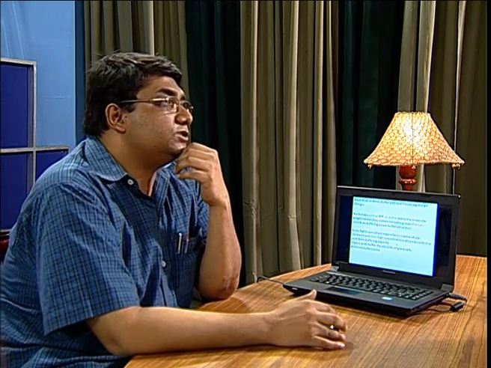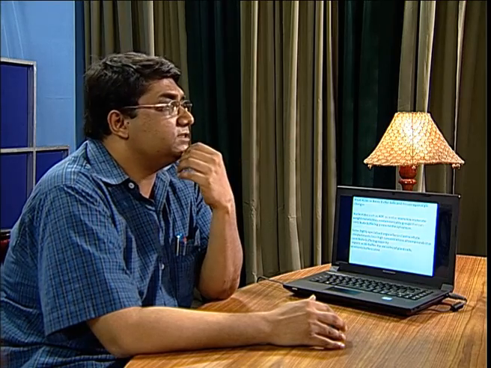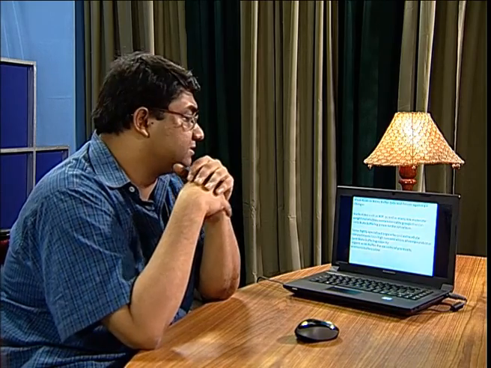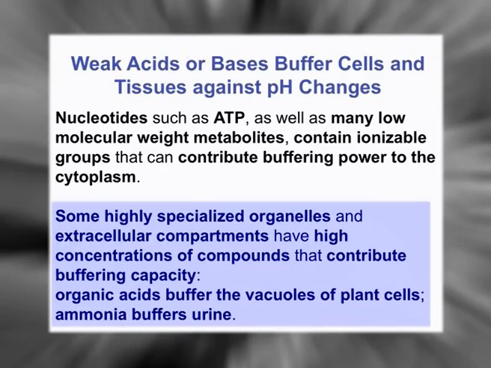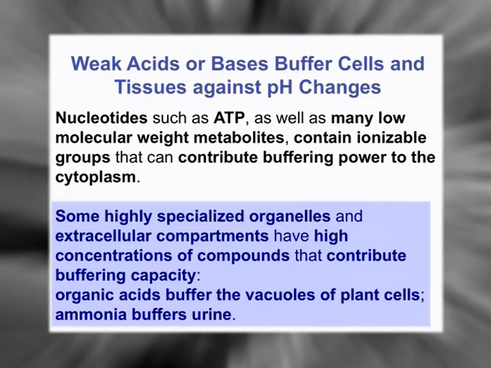Many other small molecules, like many different metabolites such as the nucleotides, ATP and many others, can exist in different ionizable forms and consequently they can also act as buffers. Some special mechanisms are there for some special organelles and unique extracellular compartments. Usually they accumulate high concentrations of certain compounds that increase their buffer capacity. For example, in plant cell vacuoles, a lot of organic acids are there to act as buffer. Then urine is buffered by a significant amount of ammonia present within it.